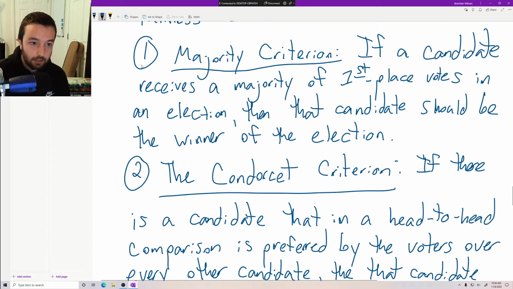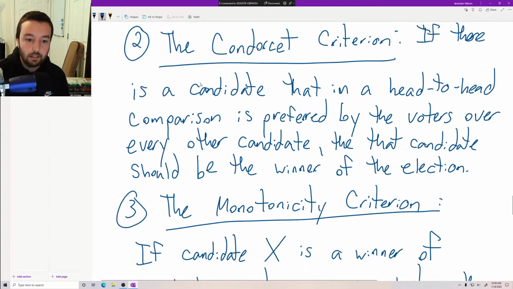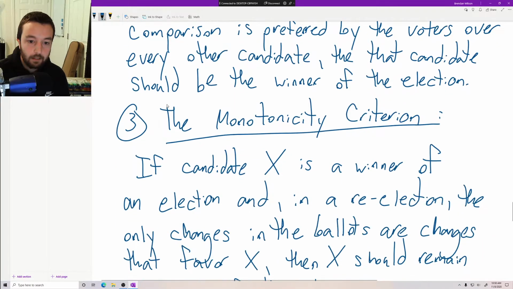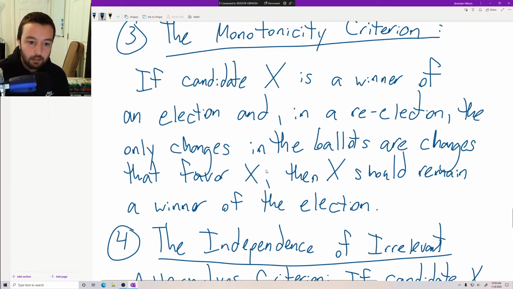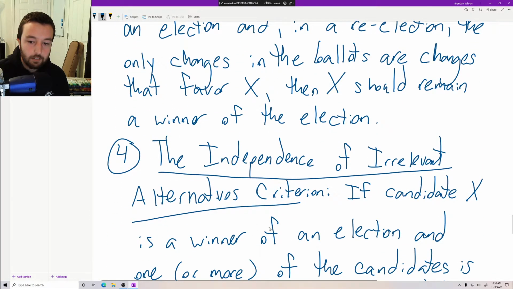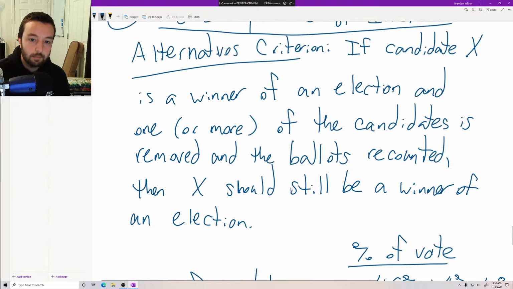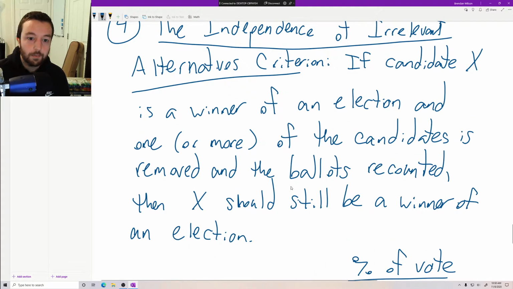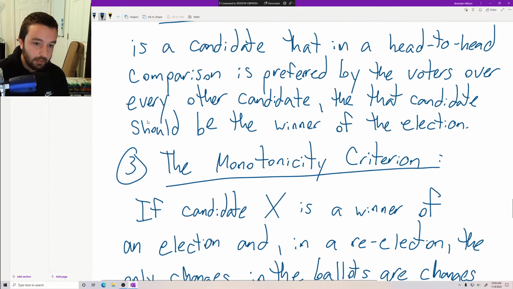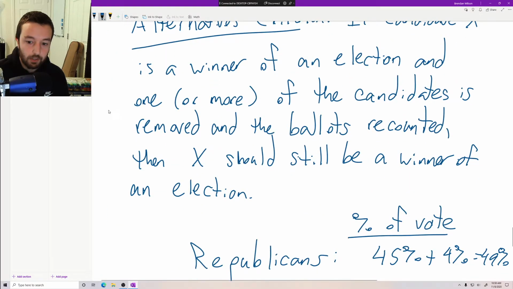With our election system in the US, with the Electoral College system, which I'll talk about in a little bit, the majority criterion can very easily be violated. The independence of irrelevant alternatives can very easily be violated too with third parties, meaning candidates that aren't a Republican or a Democrat. The other two usually aren't too much of an issue, though.